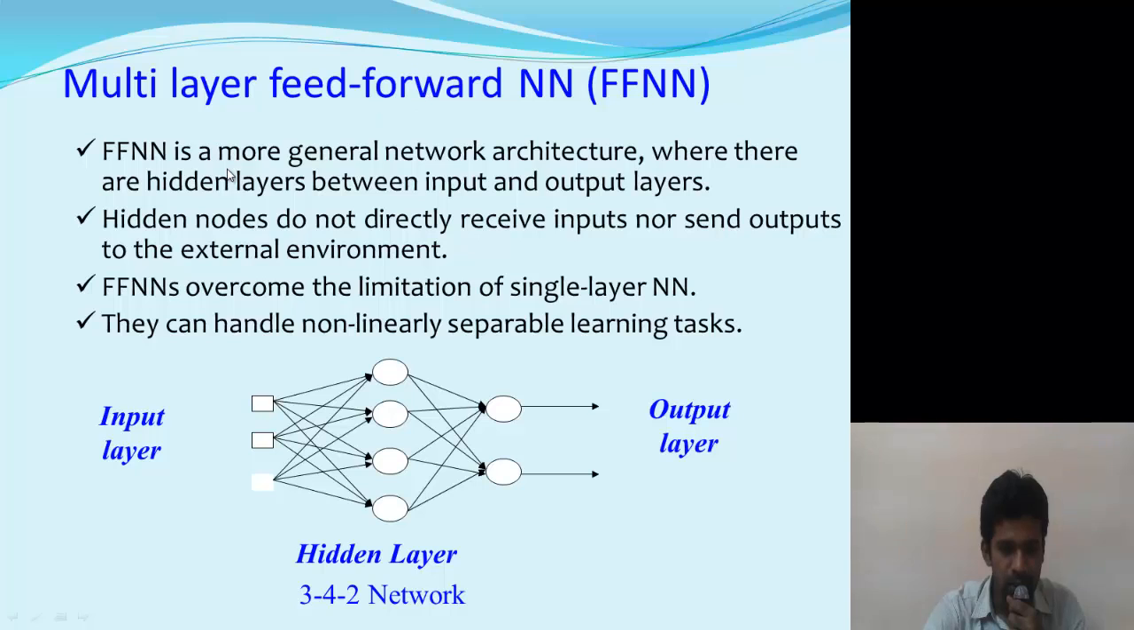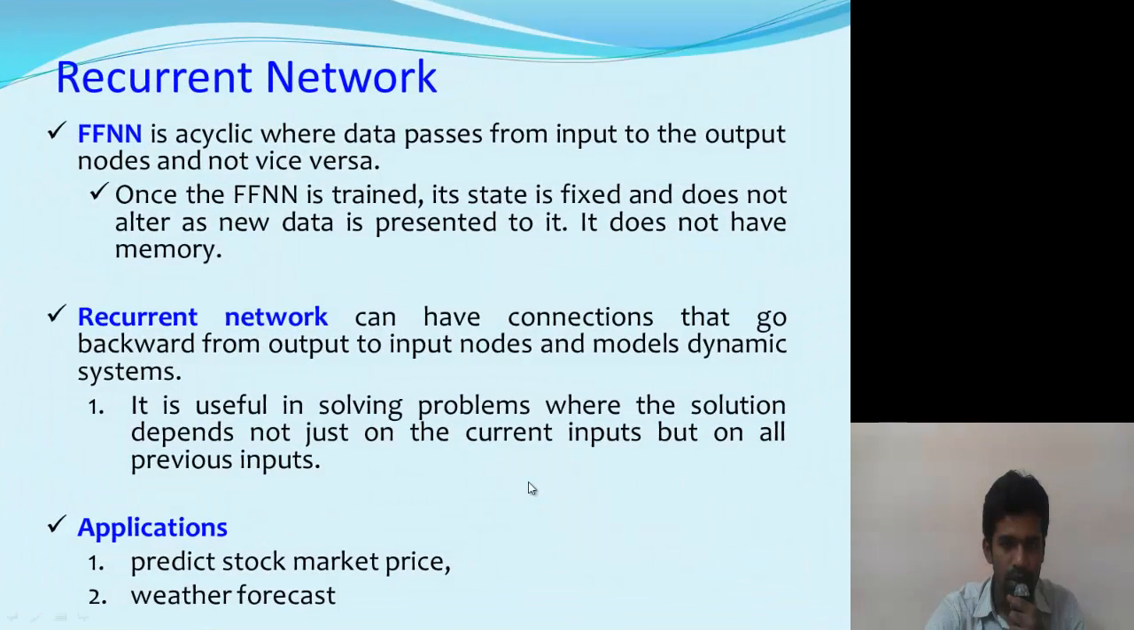Multi-layer feed-forward neural network. Feed-forward neural network is a more general network architecture where there are hidden layers between input and output layers. Hidden nodes do not directly receive inputs nor send outputs to the external environment. Feed-forward neural networks overcome the limitations of single-layer neural networks. They can handle non-linearly separable learning tasks. As you see in the figure, this is the input layer, these are the hidden layers and these are the output layers.